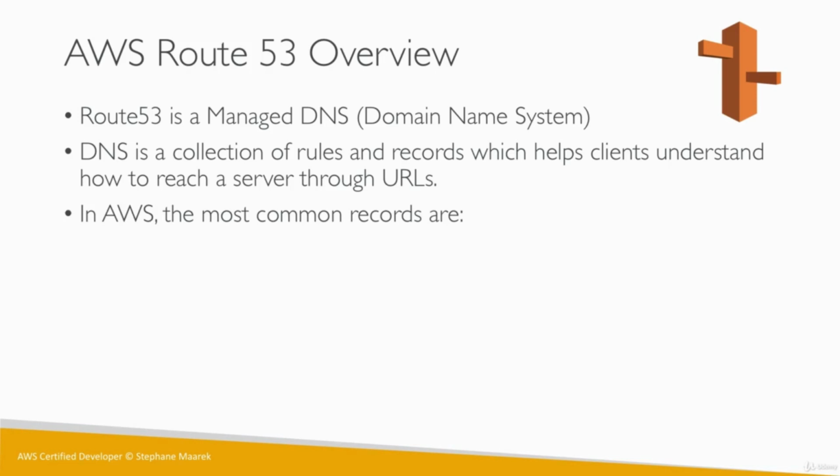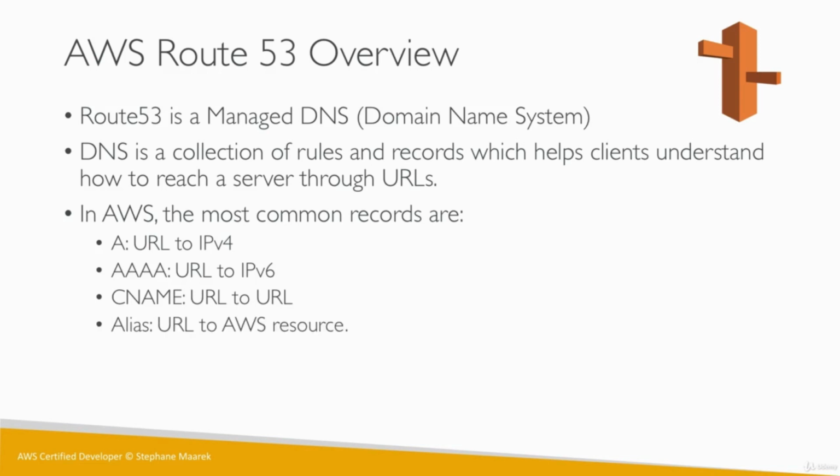And so in AWS, you have 4 most common records. You have the A record, that is a URL to IPv4. You have the quadruple A record for URL to IPv6. CNAME for URL to URL, and alias for URL to AWS resource. So you should know about these 4, just make a note of them, they're very important.